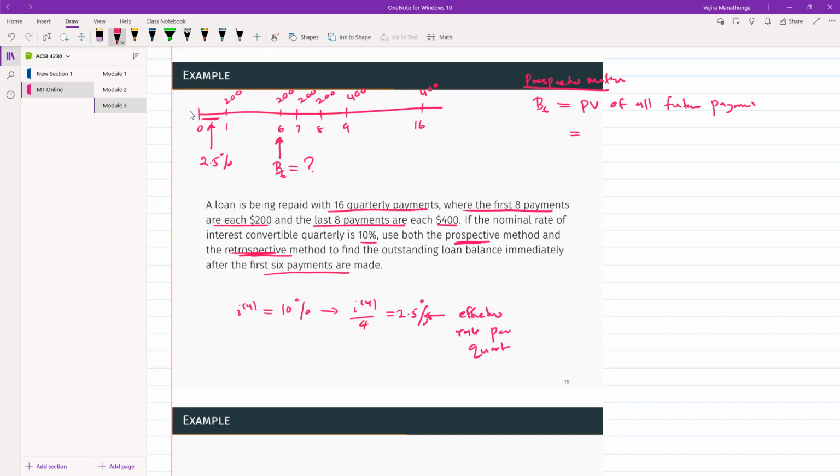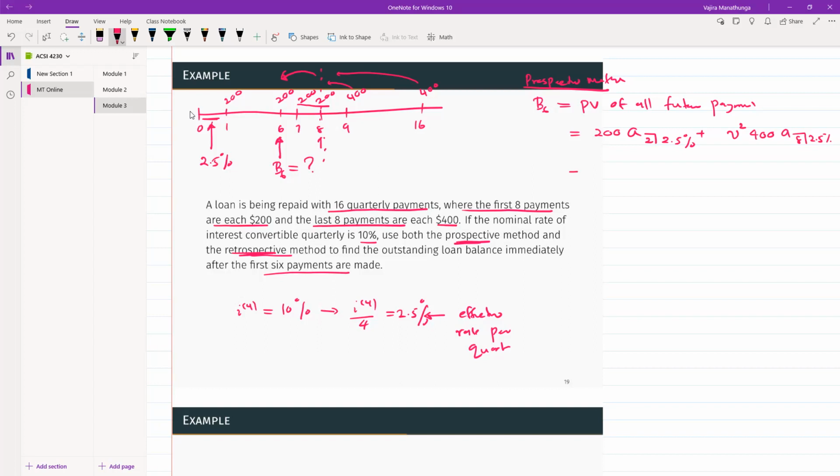You can see right away there are 200 payments, so I can take the present value under a rate of 2.5%, plus I can first find the present value of the 400 payments at this time point. So you are taking the present value to here. That would be 400, there are 8 again, at 2.5%. But then from here you have to bring it to time 6, so you have to multiply by v squared.